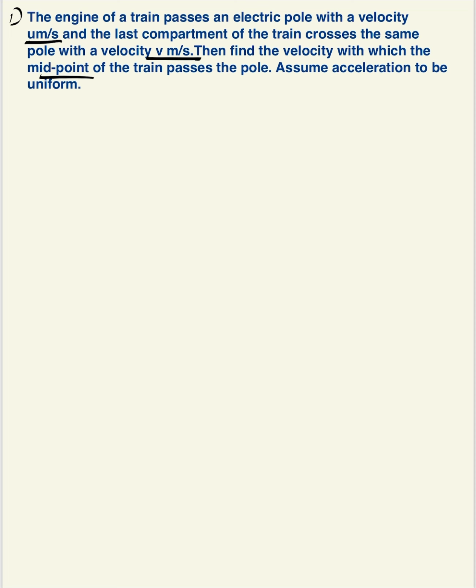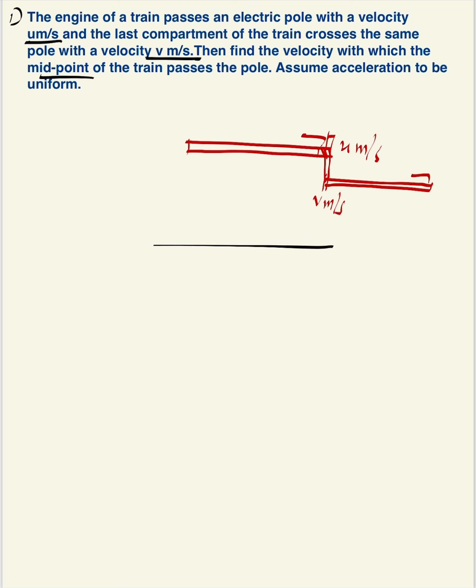So according to this application, I will draw the diagram. So this is a pole, let it be. A train crosses the pole with its engine at u meter per second. At the end of the train, let us assume in a straight line, this is v meter per second. So we need to find the velocity at the middle, right? This is the engine, u meter per second. This is v meter per second. We need to find the velocity at the middle here, Vm.